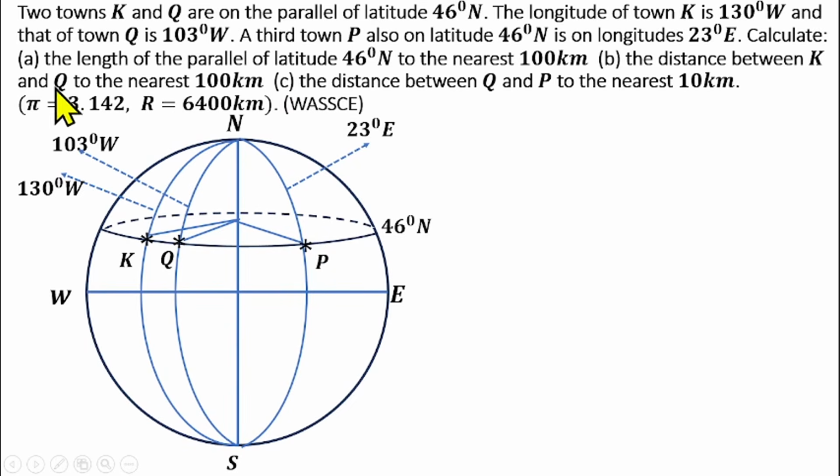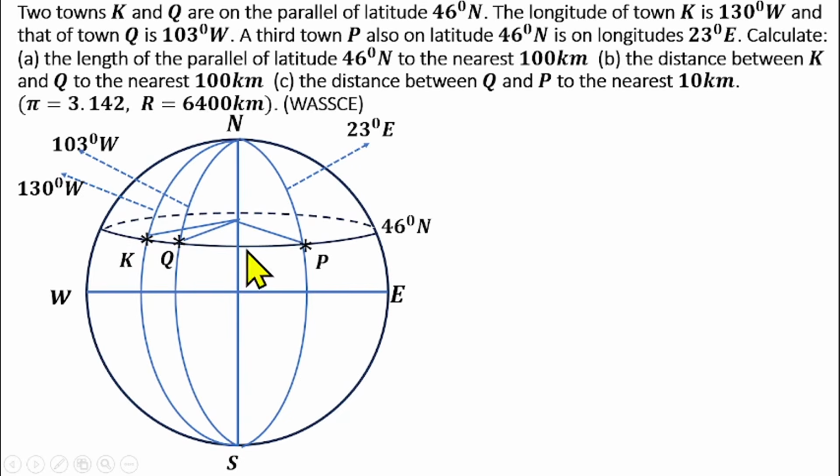The first question that we have to calculate is the length of the parallel of latitude 46 degrees north. What does that mean? Calculate the length of that parallel of latitude for 46 degrees north. They want to know the length of this parallel of latitude. The length of it, that's the length of that circle. That is what they want you to find, the length of that circle, which is the parallel of latitude for 46 degrees north. How long is it? So they want you to measure the circle.